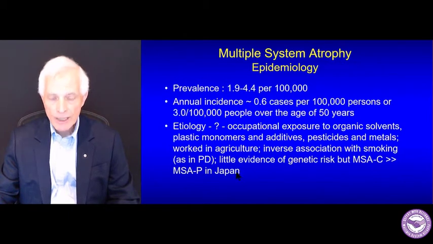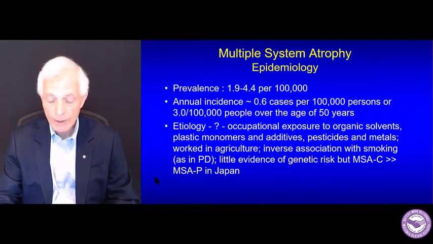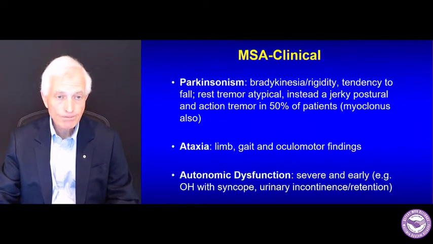This is not a genetic disorder, as I'll emphasize later. There is not a strong genetic pattern. It's not something that we see from one generation to another. But in Asians, especially in Japan, the form that is called MSA-C, the cerebellar form that I'm going to define in a minute, is far more common than the Parkinsonian form. And so this suggests that maybe genetic factors play a role, for example, in Asian individuals.